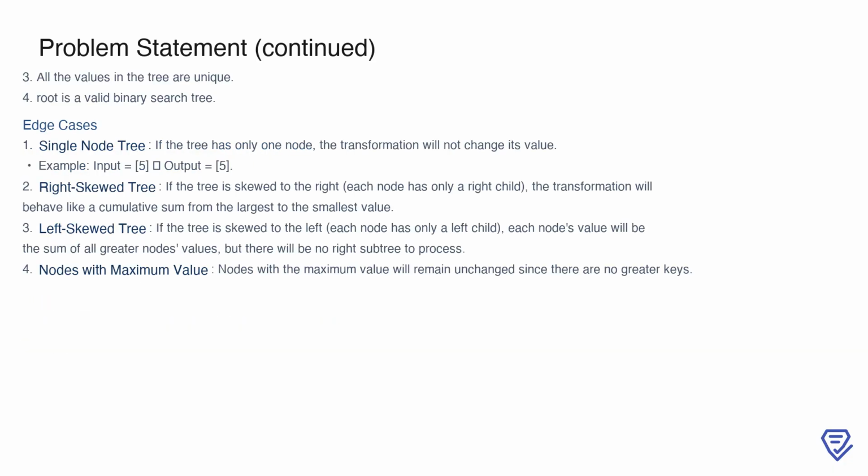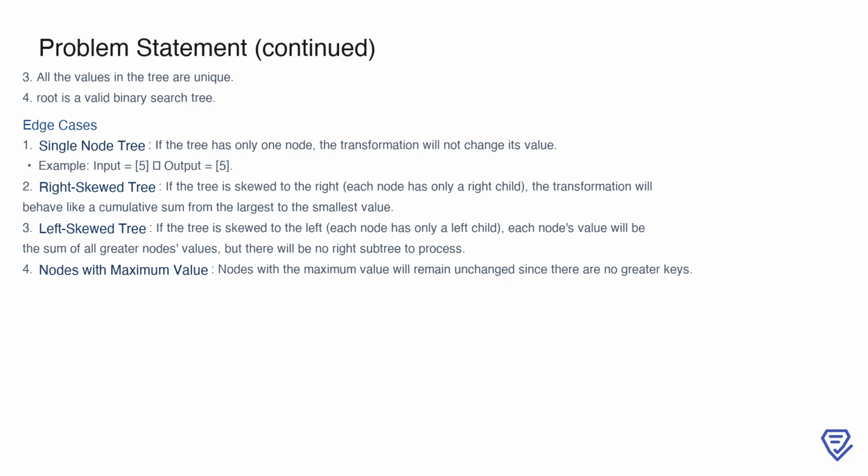Finally, let's discuss some constraints and edge cases to consider. The number of nodes in the tree ranges from 1 to 100, and all node values are non-negative integers, with a maximum value of 10,000. Additionally, all node values are unique, and the input tree is guaranteed to be a valid BST.